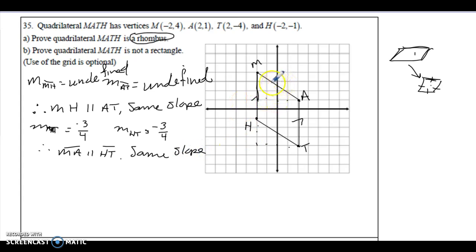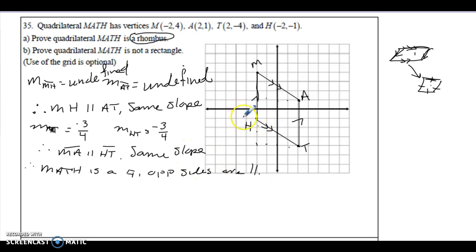Hopefully we can see at this point that we have two pairs of opposite sides that are parallel. If I have two pairs of opposite sides that are parallel, then that shape would be a parallelogram, like we have here near the top of the quadrilateral family tree. So I'm going to say this is a parallelogram. I'm not ready to say it's a rhombus yet. MATH is a parallelogram. Remember, parallelogram is the only one you can use a symbol for. Our reason is opposite sides are parallel.